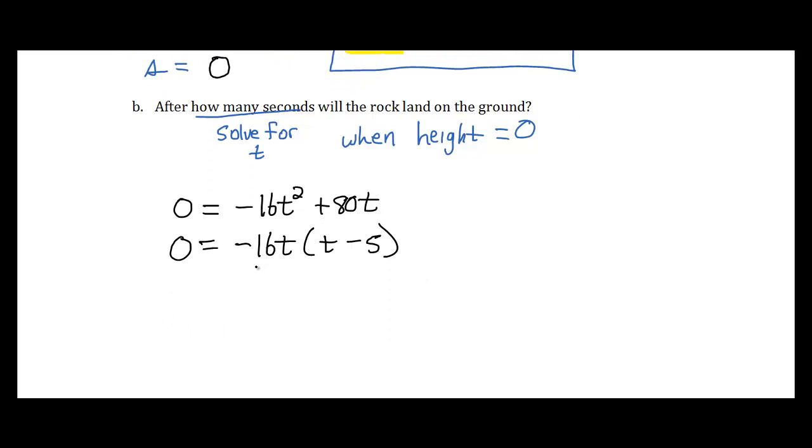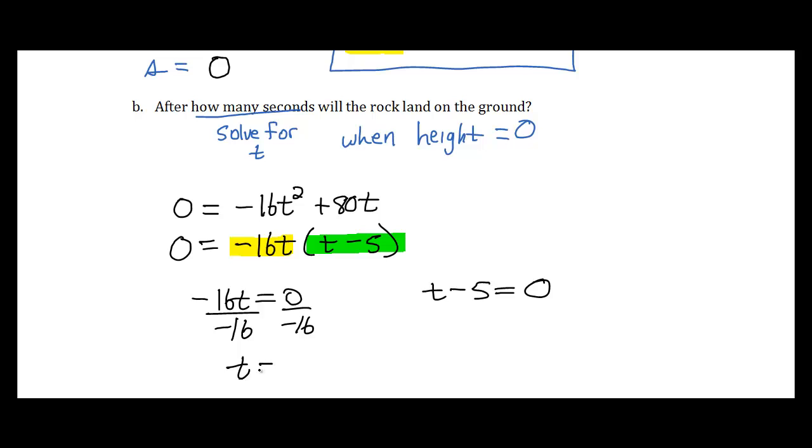Now I have two things that if we multiply them together, we get 0. Right? These are my two things. So I'm going to set them both equal to 0. Negative 16t equals 0. And t minus 5 equals 0. All right. Here I can divide by negative 16. I get t equals 0. Here I can add 5 to both sides. I get t equals 5.